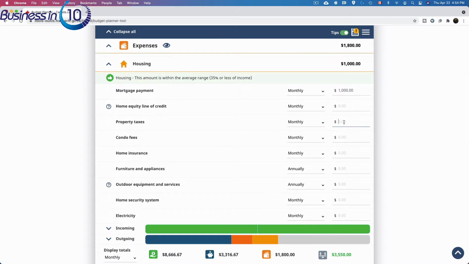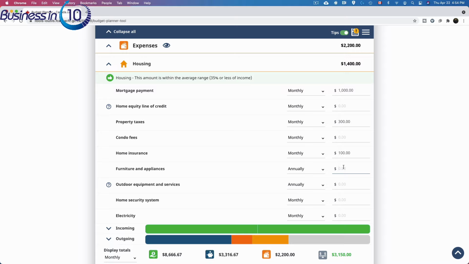Property tax. For property tax, I'm gonna put, let's say, $300. You put yours. If you live in a condo, you have condo fees, you put the number there. Home insurance. If you have home insurance, I'm gonna put $100. Again, if you hover here, they give you hints: shop around and compare options before renewing your insurance. Pretty cool, eh?